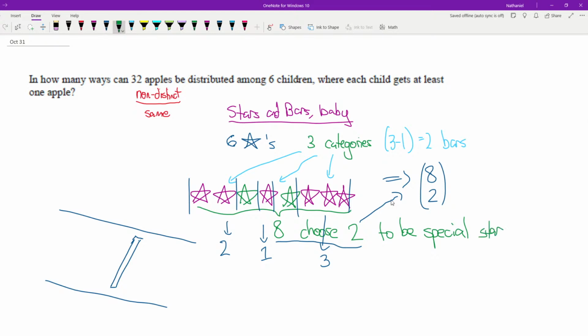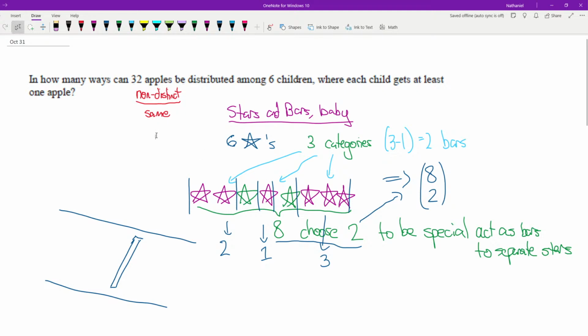Special stars that act as bars to separate the true stars. I don't know why they call them stars and bars. It's just confusing. I like to think of these as grocery stick separators and these stars, but I like the different color method. Anyway. Okay, so let's now apply it to our 32 things that are the same.